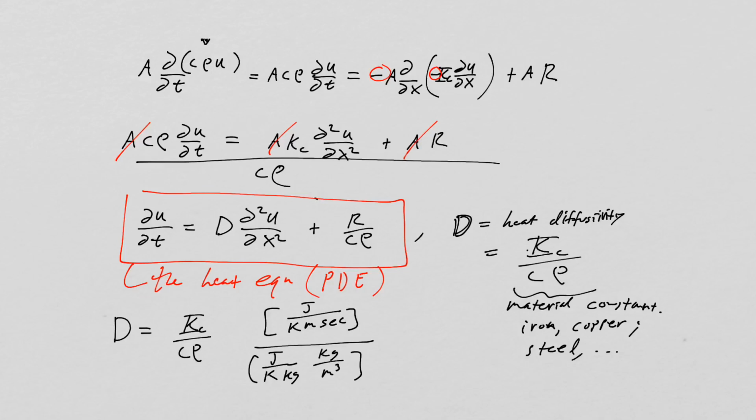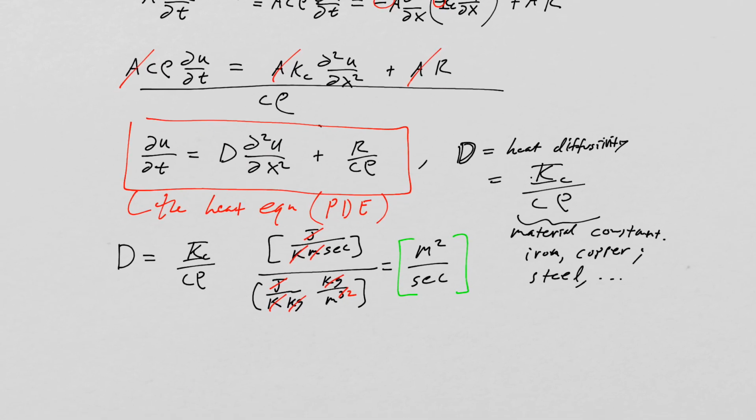Now let's get to canceling all these things. We see there's in the two denominators there, the kelvins cancel. The kilograms cancel. One of our meters cancels. The joules cancel. And we're left with meters squared per second. So that is our units of the diffusivity parameter.